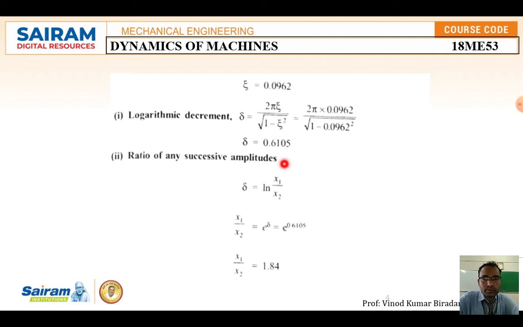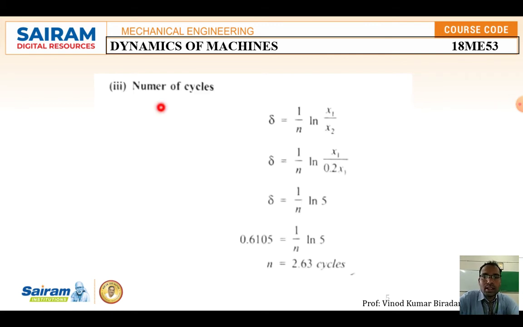Here x1 by x2, if the log goes to this side, it becomes a power, so e to the power of delta. We already calculated delta as 0.6105. Substitute here: x1 by x2 is equal to e to the power of delta. If you substitute, you get 1.84. So 1.84 is the ratio of successive amplitudes of the given system, x1 by x2.